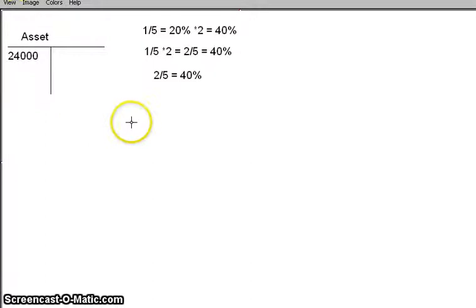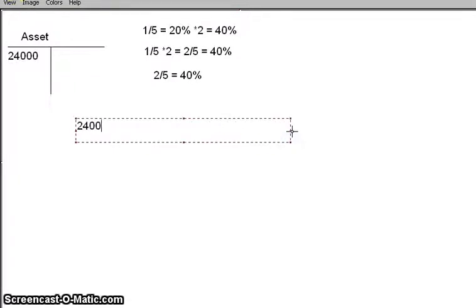Alright, so now let's get into the actual calculation. Step 1 is figuring out the rate, because you can't go any further if you haven't figured out the rate. Step 2 is to do the actual calculation. Now, this asset was $24,000 and it had a $2,000 residual value. Well, this is the only scenario where you start off with the full amount of the cost of the asset. You do not take into consideration the residual value at this point.